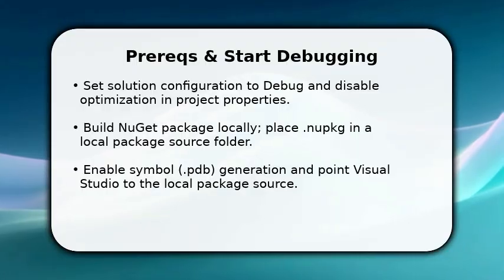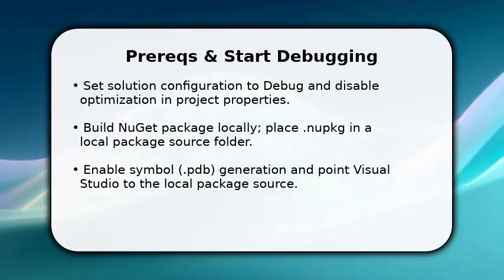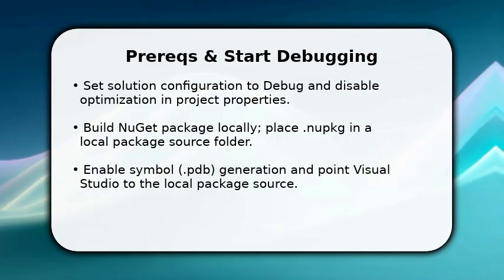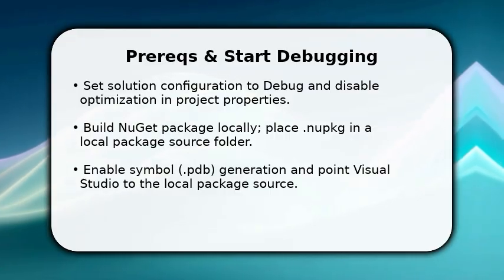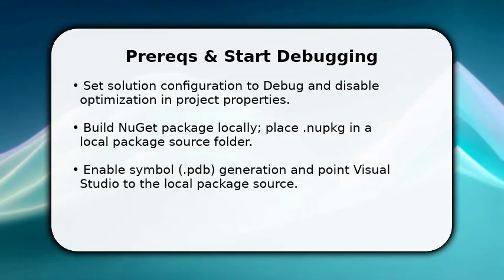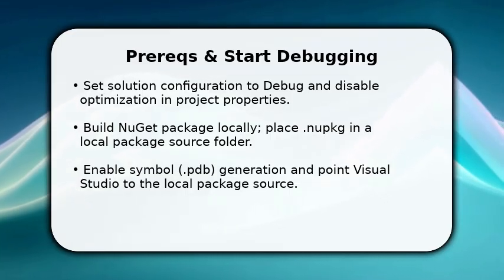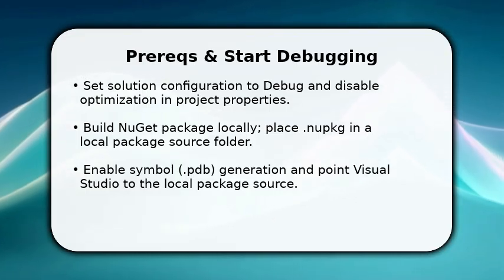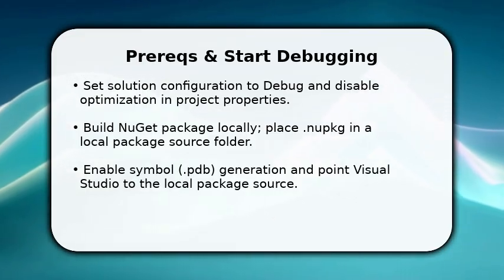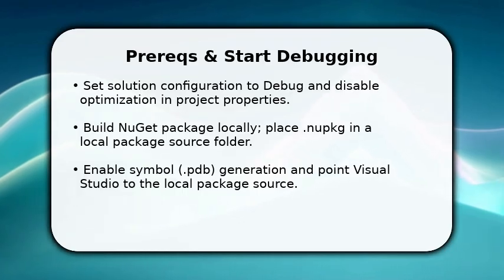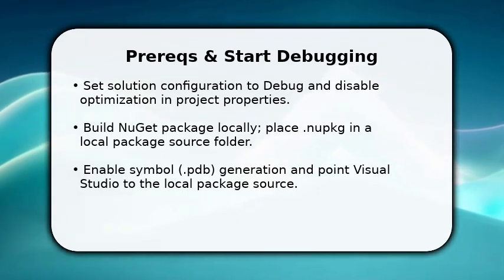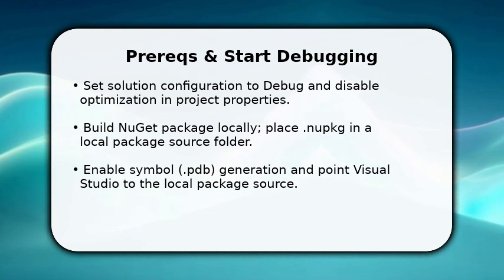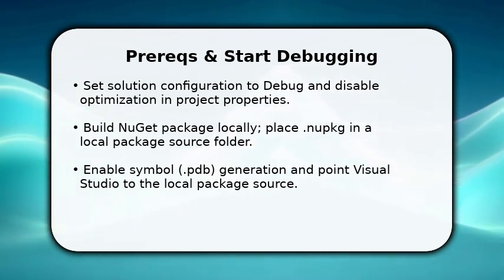You start by preparing the build and package so you can step into code immediately. Set your solution to debug, turn off optimizations, and generate full PDBs. Once done, pack the project and drop the NuPKG into a local folder configured as a NuGet source. Make sure Visual Studio's Tools > Options > Debugging > Symbols includes that folder or a symbol server. This ensures the debugger can find symbols and map code to your package before you hit breakpoints.